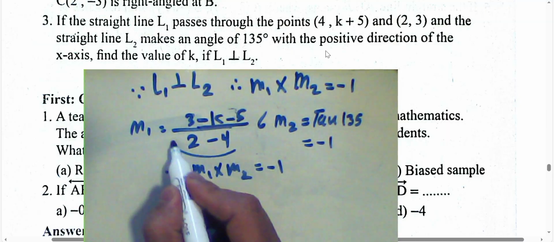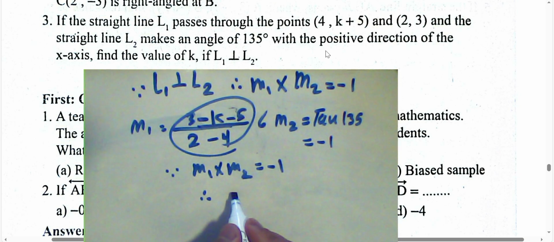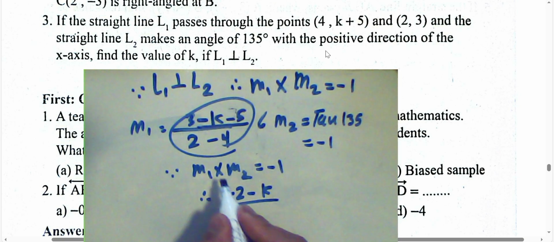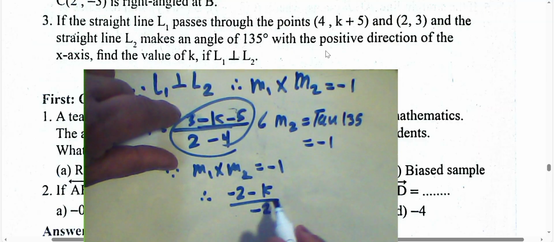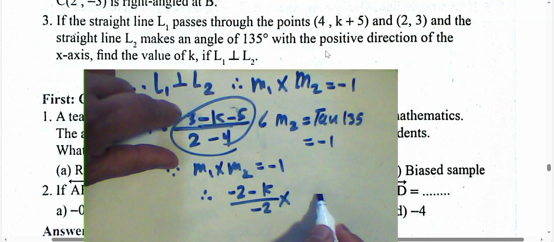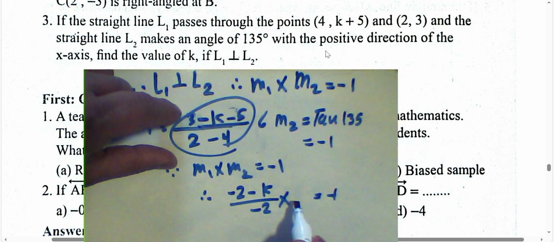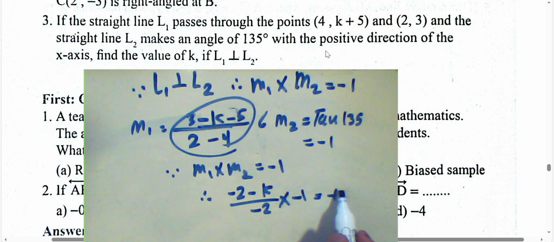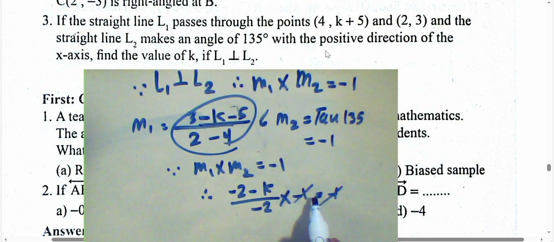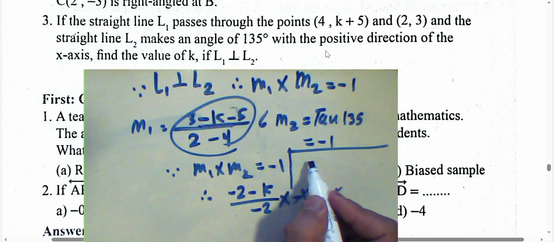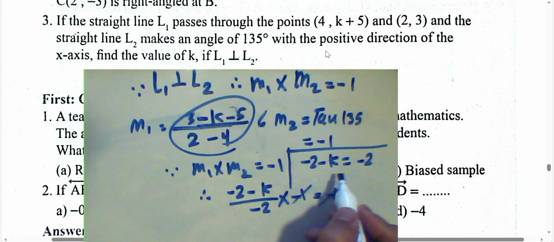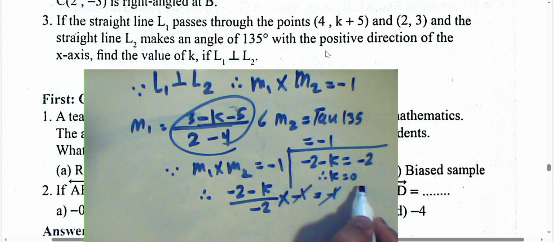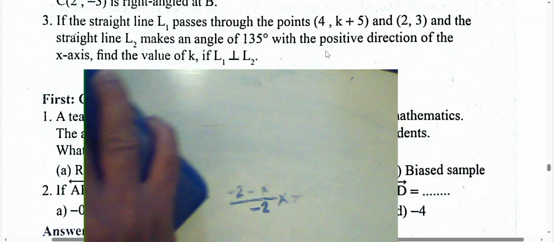Then we can simplify this, 3 minus 5 is negative 2, negative 2 minus k over 2 minus 4 is negative 2. I simplify the numerator and denominator. The product between them together equal negative 1. The slope here was negative 1. Okay, we can simplify negative 1 divided by negative 1 equal 1, and then you can complete here negative 2 minus k equal negative 2 times 1, it will be negative 2. Then the value of k here will be 0. Negative 2 minus 0 equal negative 2. Then the value of k equals 0.